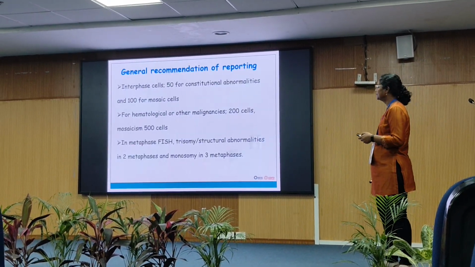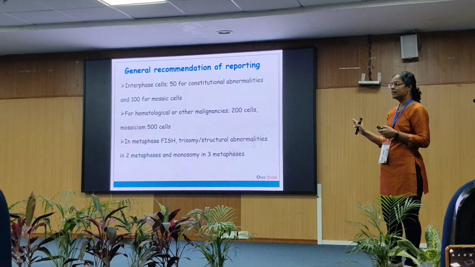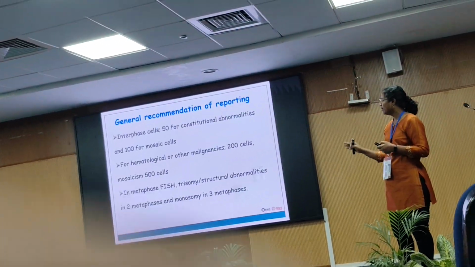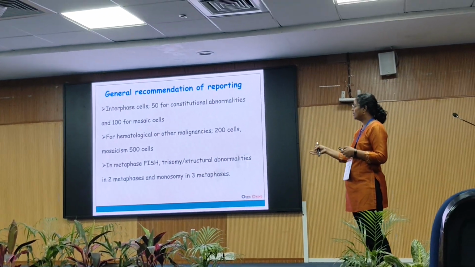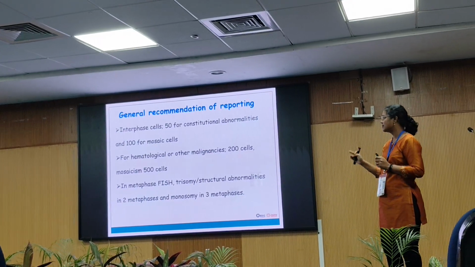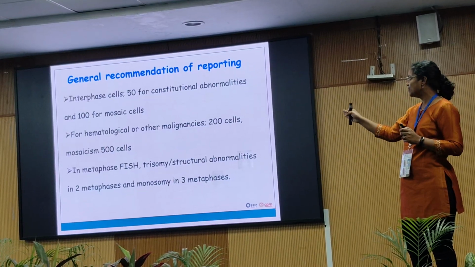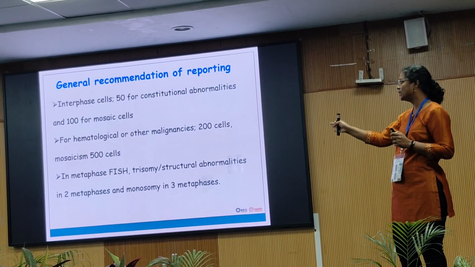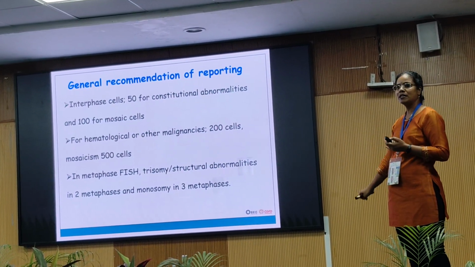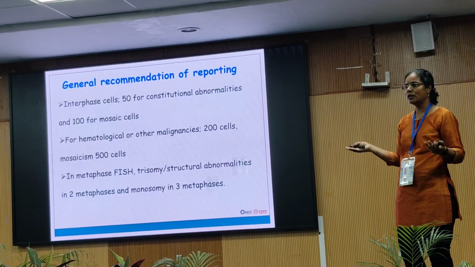So the general recommendations for reporting interphase cells: 50 have to be counted for constitutional anomalies and 100 for mosaic cells, and for hematological or other malignancy, 200 interphase cells, and for mosaicism, 500 cells. And in metaphase FISH, like trisomy or structural abnormalities, if you have it in 2 metaphases, and in monosomy 3 metaphases, that is more than enough. So you need not go and check for 50 or 100 or 200 cells.